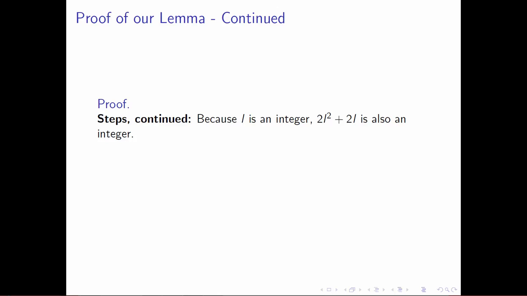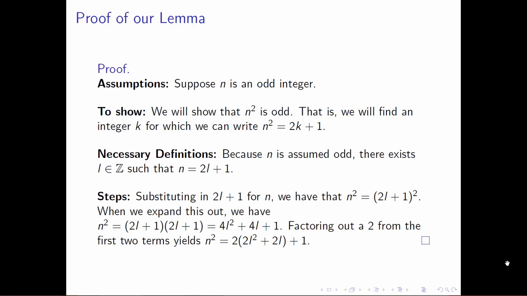Now, continuing on, what I want to stress is that one of my assumptions was that l is an integer. I want to stress that 2l squared plus 2l, which is the thing in parentheses right here, where I've written n squared as 2 times something plus 1, is actually an integer, because that's my definition of an odd number. It can be written as 2 times an integer k plus 1. So that's what I'm going to do next: I'm going to stress that the thing that I have right here is an integer.